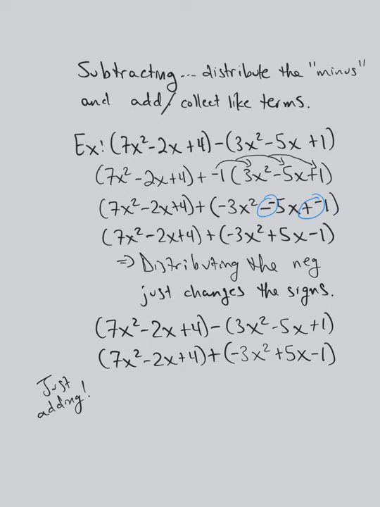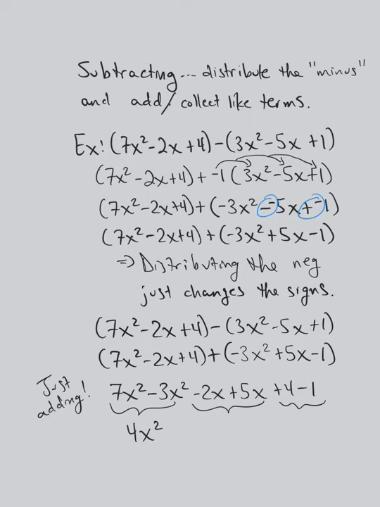I would take my first one, which starts with 7x squared, but notice this other one has a minus 3x squared. And then here I have a minus 2x, and I have a plus 5x, and then I have a plus 4, and I have a minus 1. Okay, like that. And so now I have these three sets of like terms to collect together. So I have 4x squared, or 4x to the second. Be careful here, I have minus 2 and plus 5, so that gives me plus 3x. And then I have 4 minus 1, which is 3.